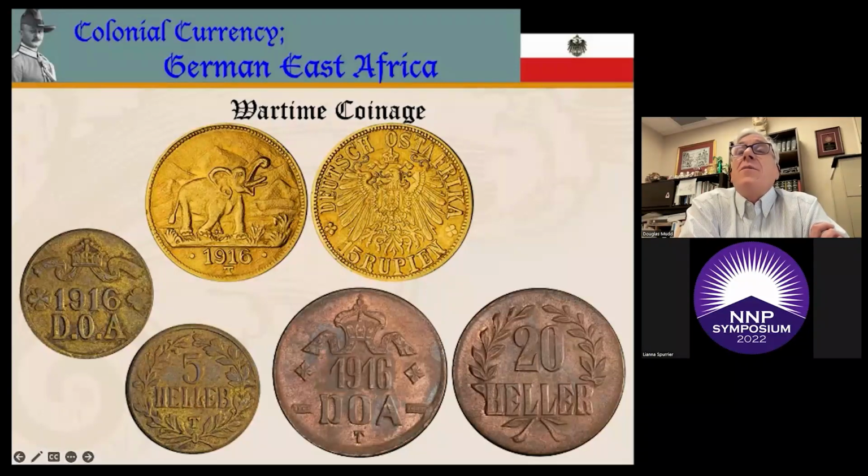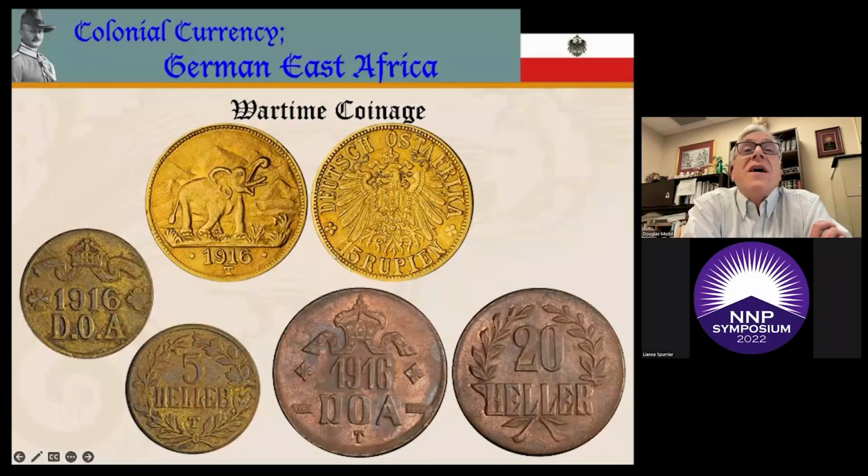Since the machinery was so crude, frequent breakdowns and delays were encountered. The copper for this mintage was obtained from spent cartridges and artillery shell casings, and the gold from limited local resources. The 5 Heller and 20 Heller obverse depict an imperial crown with a date 1916 at center and DOA below.